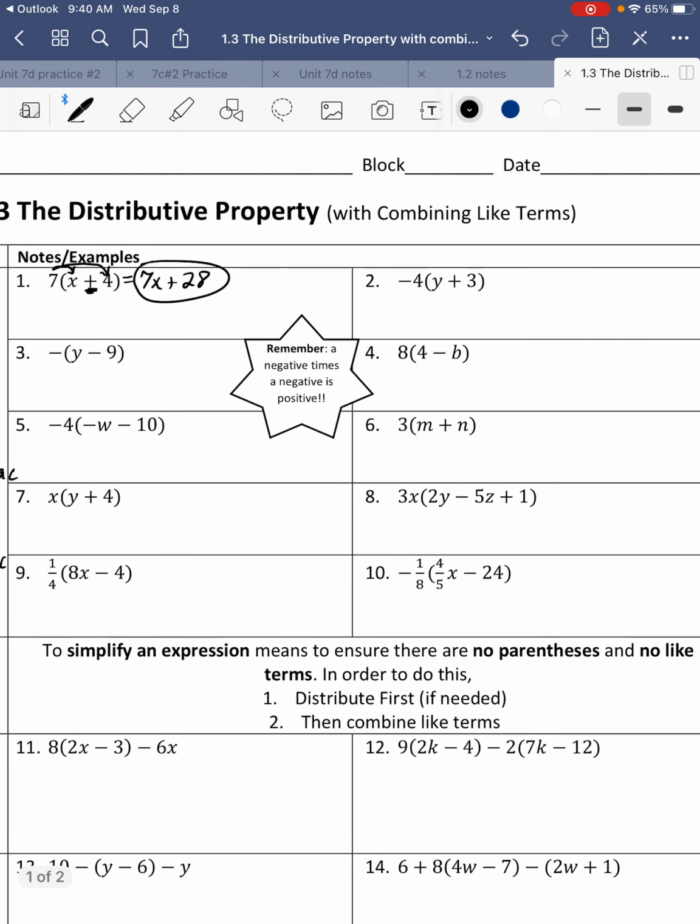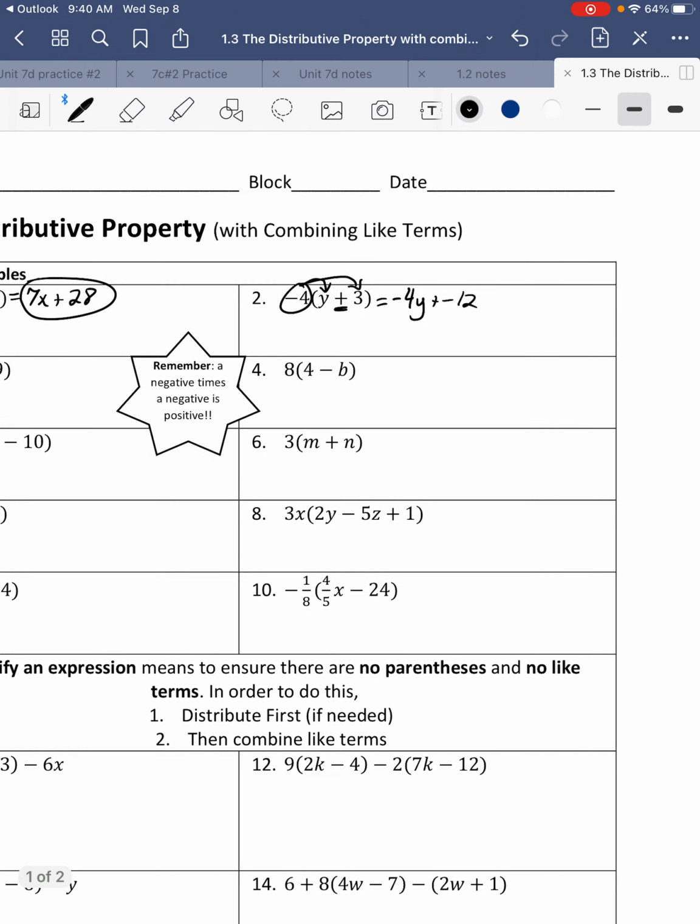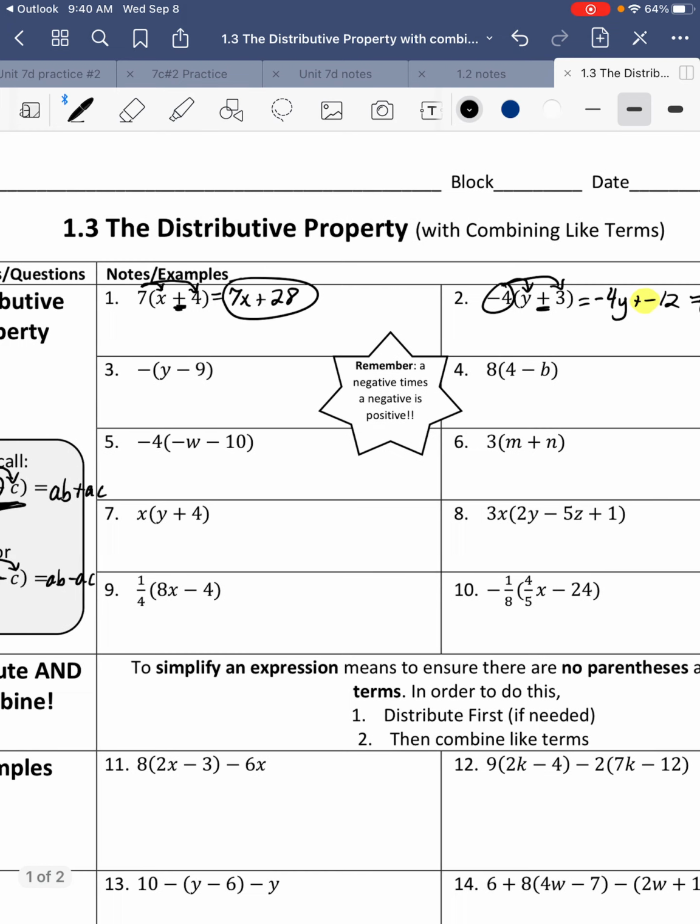Number 2, we have a negative 4 times y is a negative 4y, plus negative 4 times 3 is negative 12. We can simplify this a little bit, so it's a negative 4y. We have plus a negative here. That is the same thing as subtraction, so you're subtracting 12. So the best answer is negative 4y minus 12.